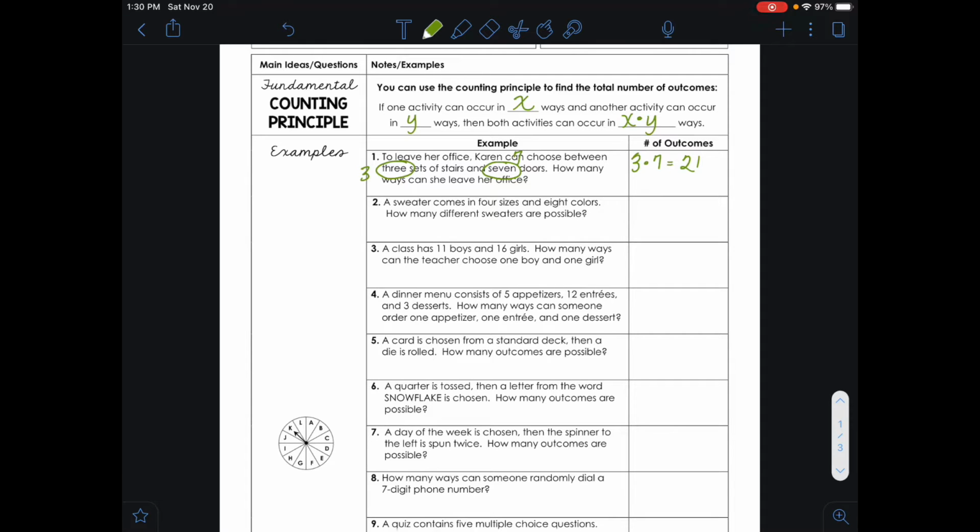All right, I'm going to skip all the even ones. You can do the even ones on your own. Number 3, a class has 11 boys and 16 girls. How many ways can the teacher choose 1 boy and 1 girl? So just multiply and you get 176.